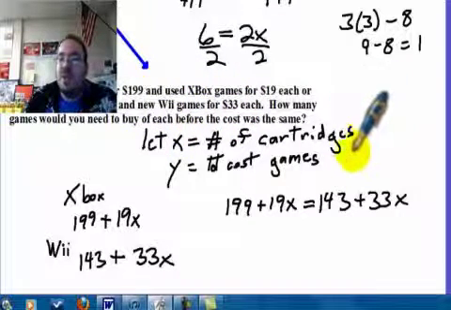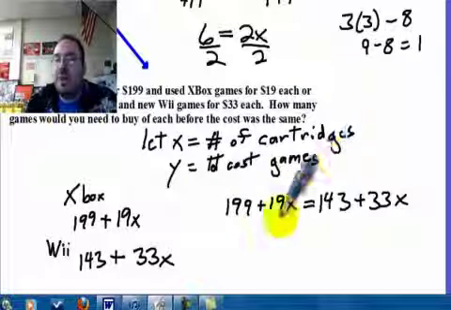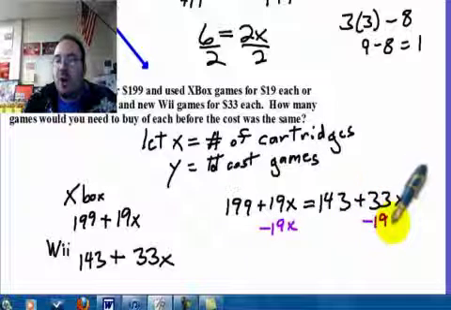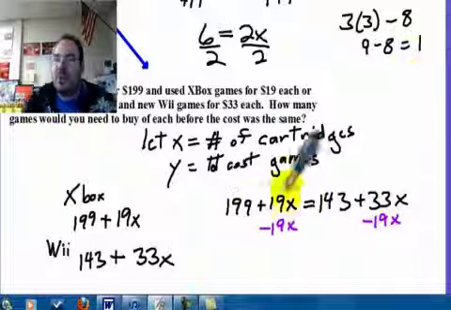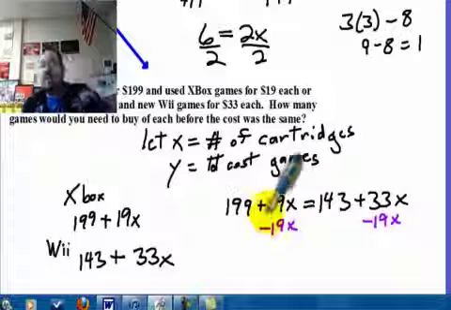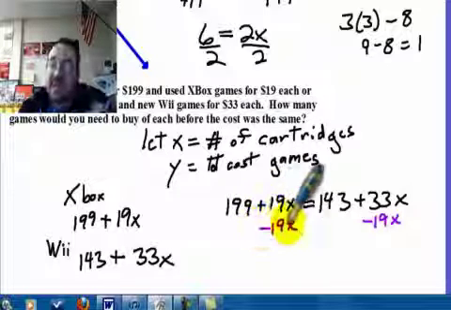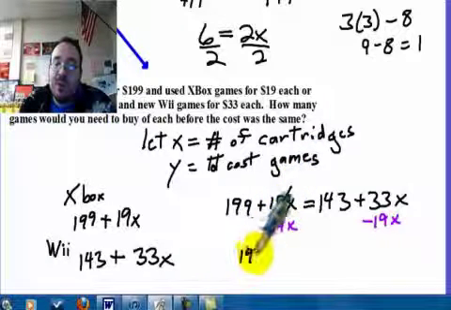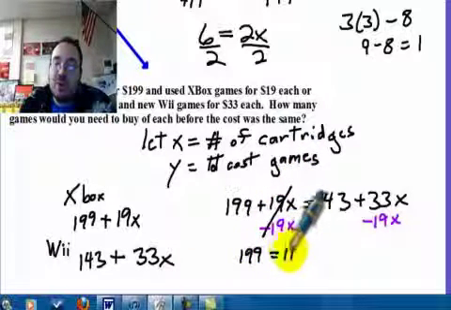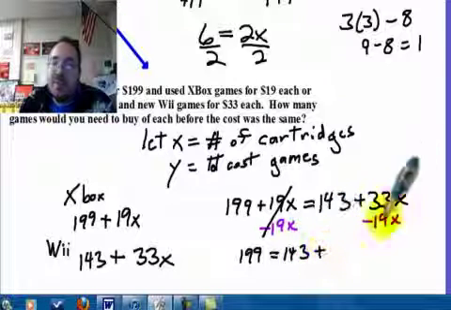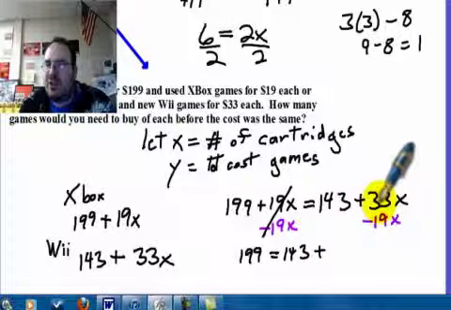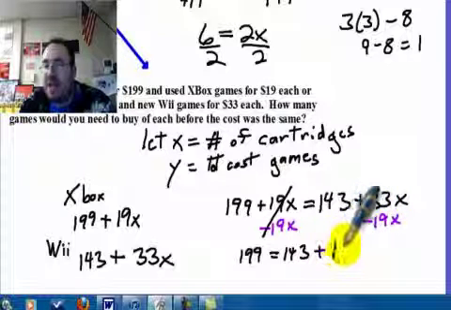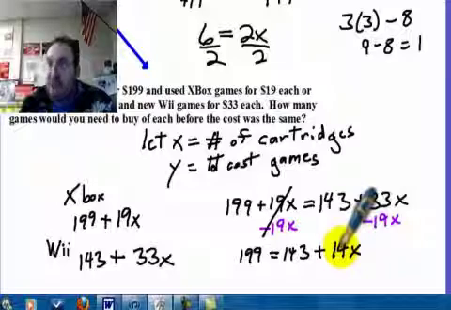Okay, so now I need to move all the x's to one side. I'm going to subtract 19x because it's smaller. Often we will do that, but you don't have to. By the way, if this 19 had a negative in front of it, you would be adding 19x. So watch your signs carefully. So those cancel. I get 199 equals 143 plus, and then here, if I subtracted 20, I would have 13, but I subtracted one less than that, so I have 14x.